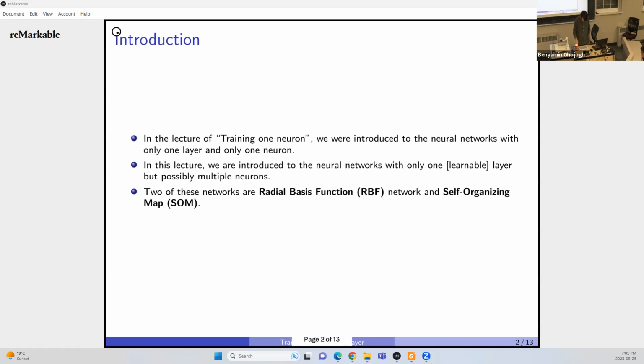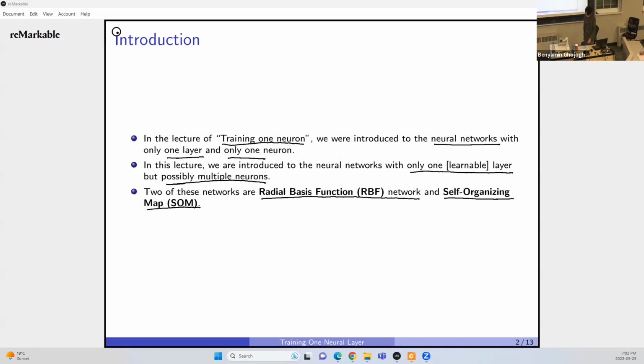In the lecture on training one neuron, we were introduced to neural networks with only one layer and one neuron in it, right? Now in this lecture, we're going to talk about neural networks with only one learnable layer. They might have two layers, but only one of them is learnable. The other one is fixed, right? So one learnable layer, but possibly multiple neurons in that layer. Two of these networks are the radial basis function network, RBF network, and the self-organizing map, or SOM.